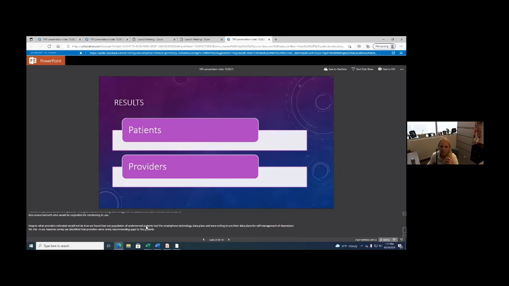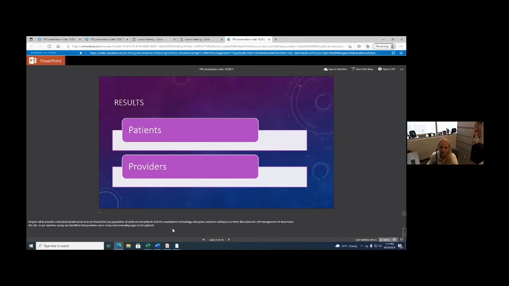So I think we have these perceptions that patients may not have these resources at their fingertips, but they really do. And so it was important for us to identify, from both the patient and provider perspective, how we're limiting maybe the use of this technology.